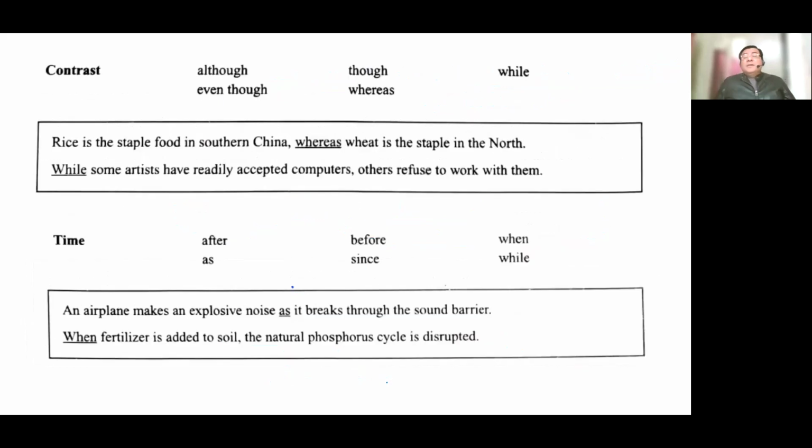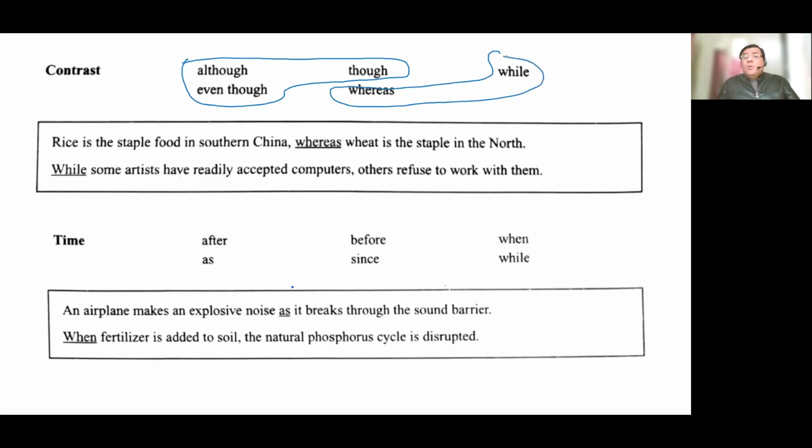Let's try the subordinators for contrast. We have though, although, even though. This is a trio with a very similar meaning, just a different level of formality. Though is less formal, although is more formal, and even though is the most formal structure to express contrast between one main clause and a subordinate clause. And we have also this pair, whereas and while, with similar meaning.